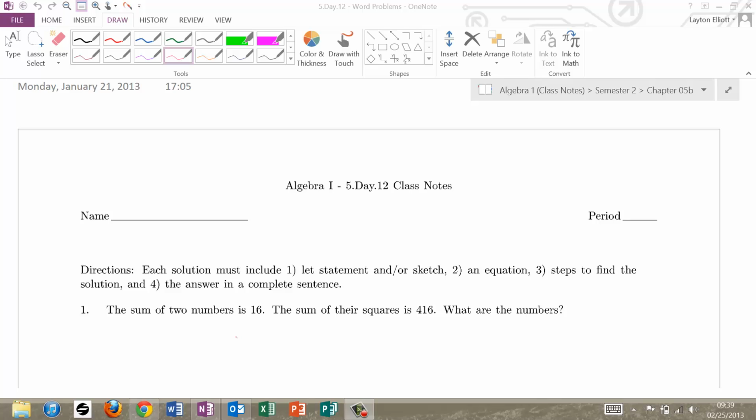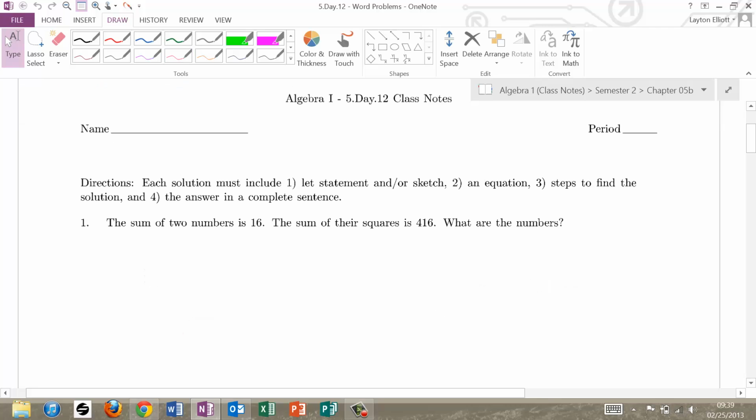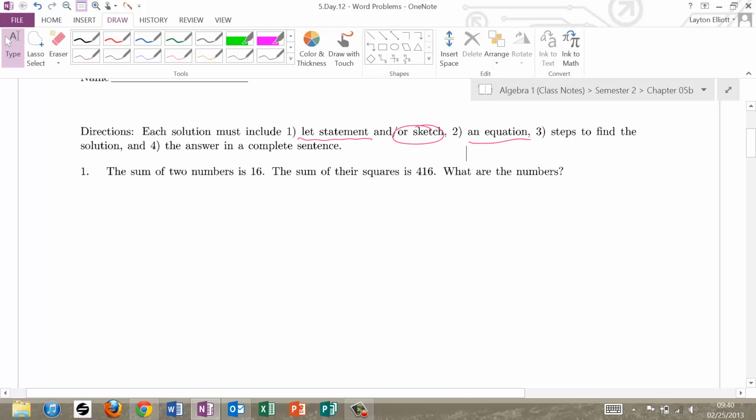I'm going to try to keep this one as short as I can. We're back to word problems. These word problems are going to involve factoring, but the standard way that we do them is the same. You start with a let statement or a sketch that defines your variables. Then you have to have an equation, solve the equation, and state your answer in a complete sentence.